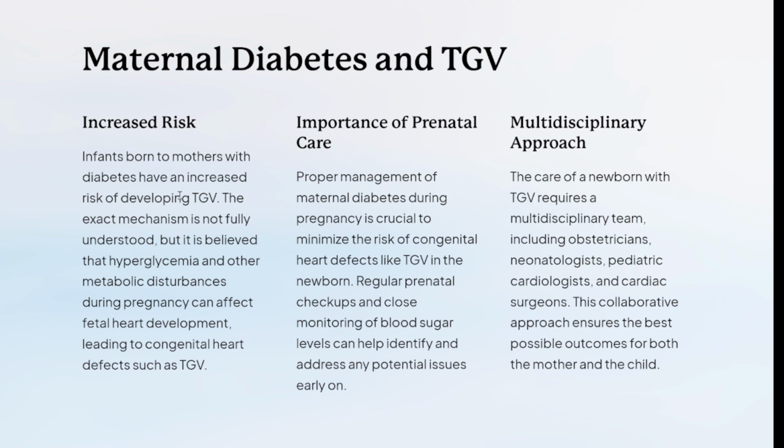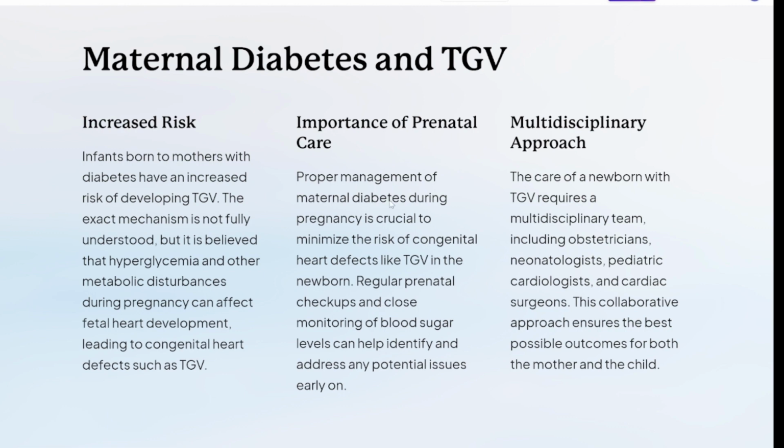Question 4. Describe the egg on a string sign associated with TGV. The egg on a string sign, seen on a chest X-ray, describes the appearance of the cardiac silhouette in TGV. The egg represents the enlarged globular heart, while the string denotes the narrow superior mediastinum due to thymic atrophy, which is stress-induced. Question 5.